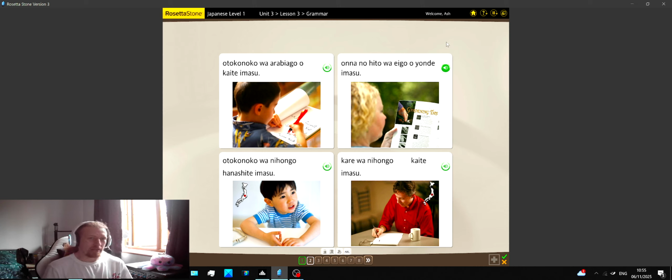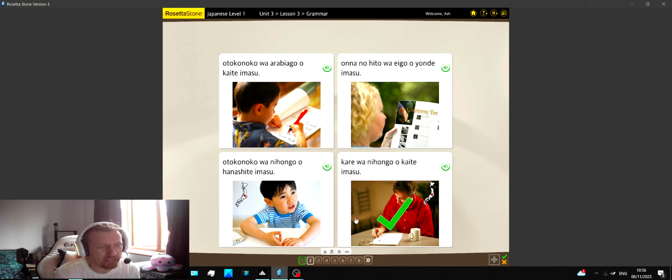女の人は英語を読んでいます。 男の子は日本語を話しています。 Look, we have Japanese, country and flag right there. So, 男の子は日本語を話しています。 The boy is speaking Japanese. 彼は日本語を書いています。 He is writing Japanese. 彼は日本語を書いています。 Fabulous.